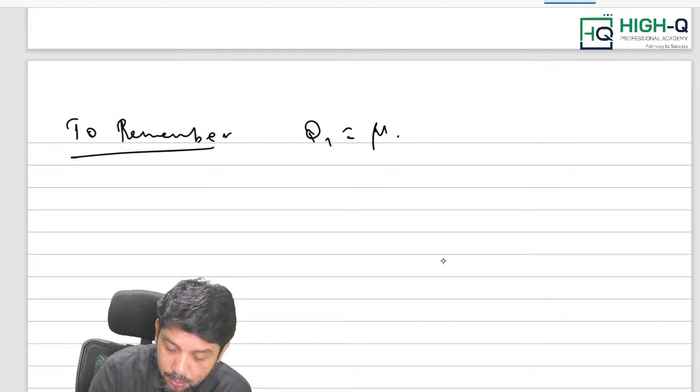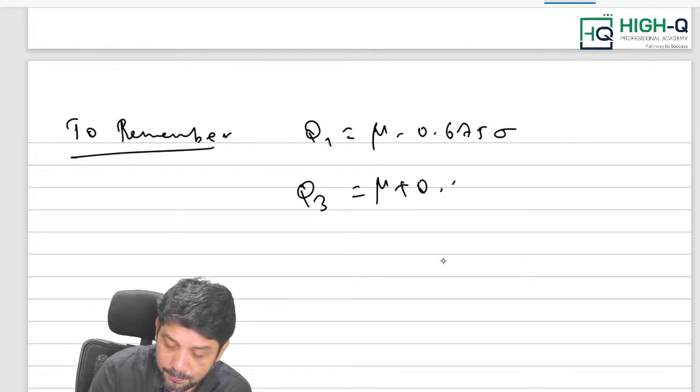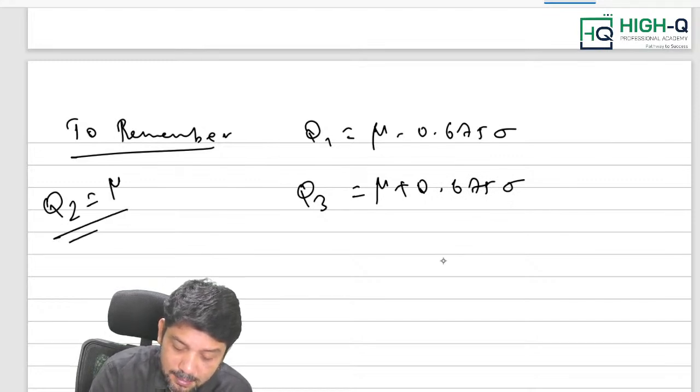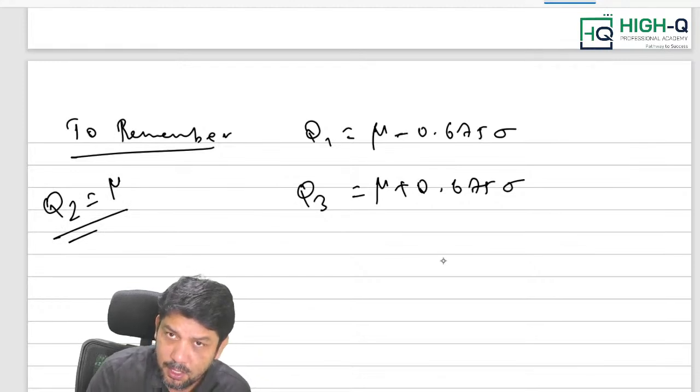Q1 is equal to mu minus 0.675 sigma. Q3 is equal to mu plus 0.675 sigma. You may be wondering, sir, what is Q2 then? Q2 is nothing but the median, which is nothing but the mean only. So Q1 is given as mu minus 0.675 sigma. Third quartile is equal to what? Mu plus 0.675 sigma. Now, the relation between quartile deviation and mean deviation.